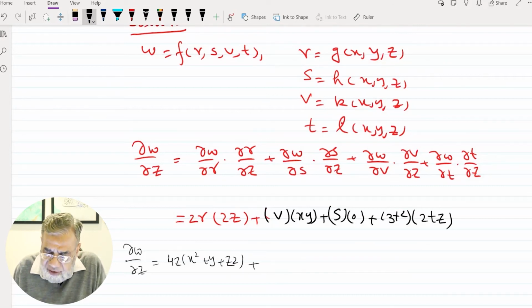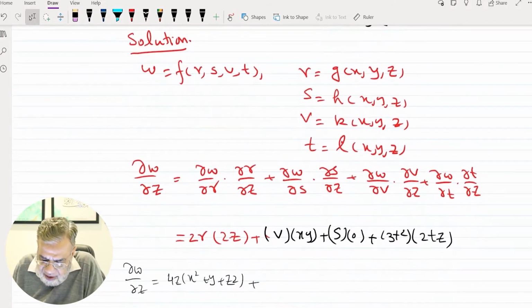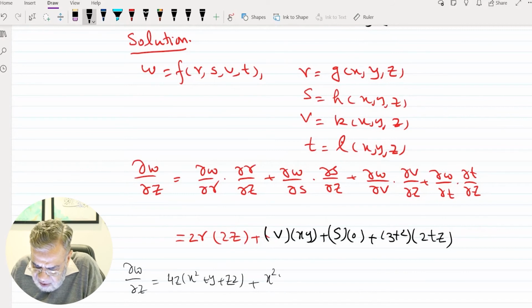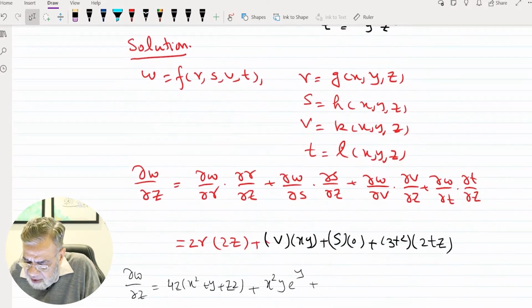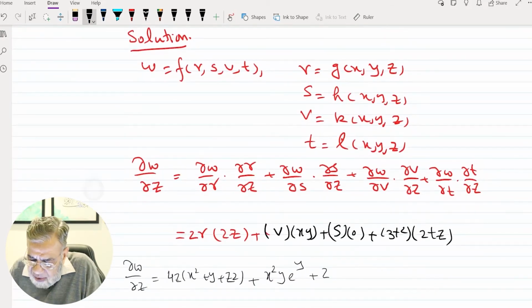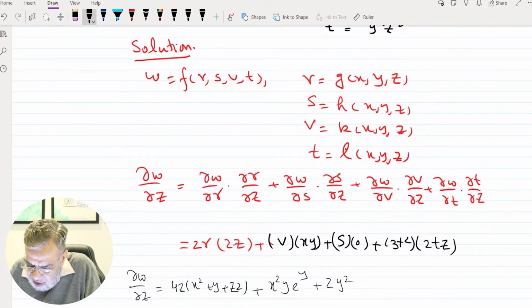Then v into xy. What's my v? My v is x e to power y. So putting in v, I get x squared y e to power y. I simplify this one, and this will give me 0. Then I have t squared, but t squared will be equal to y squared z to power 4. Y squared is not changing, so we get y squared, z to power 4 into z is z to power 5.